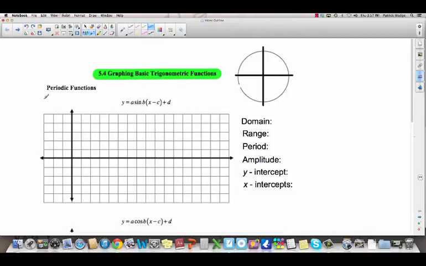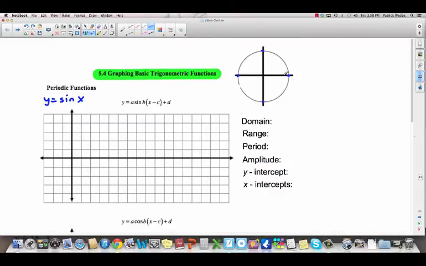So what we're going to do is graph the mother function of the cosine function. Well, let's do the sine function. Y equals sine x we're going to graph. And in order to do that, we're going to use our unit circle. What we're going to focus on is these points here. These are the most important points when doing our cosine and sine functions.